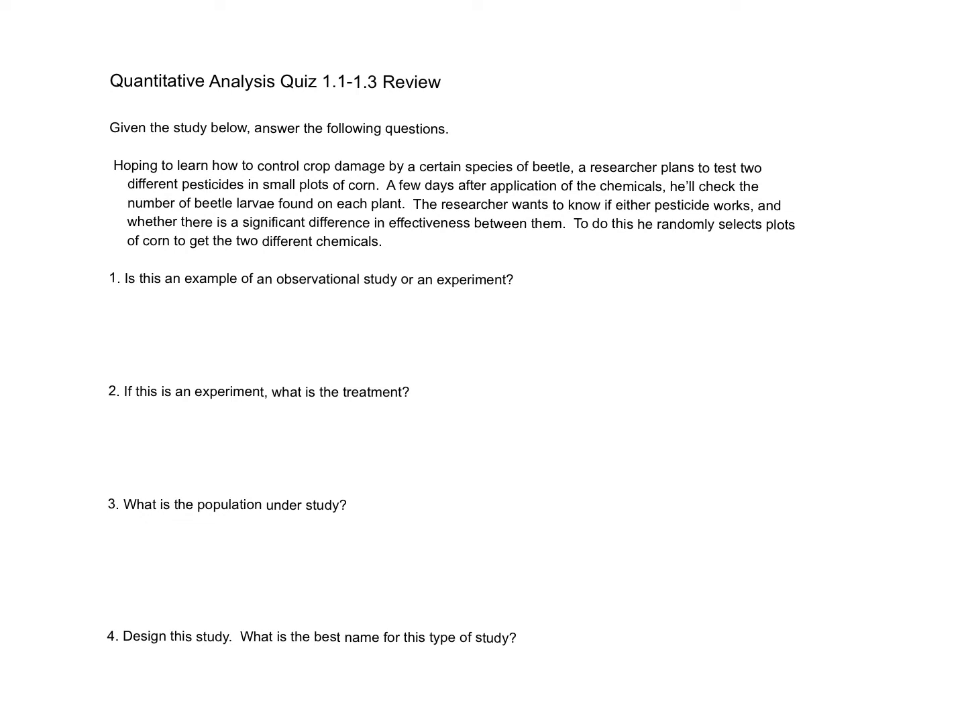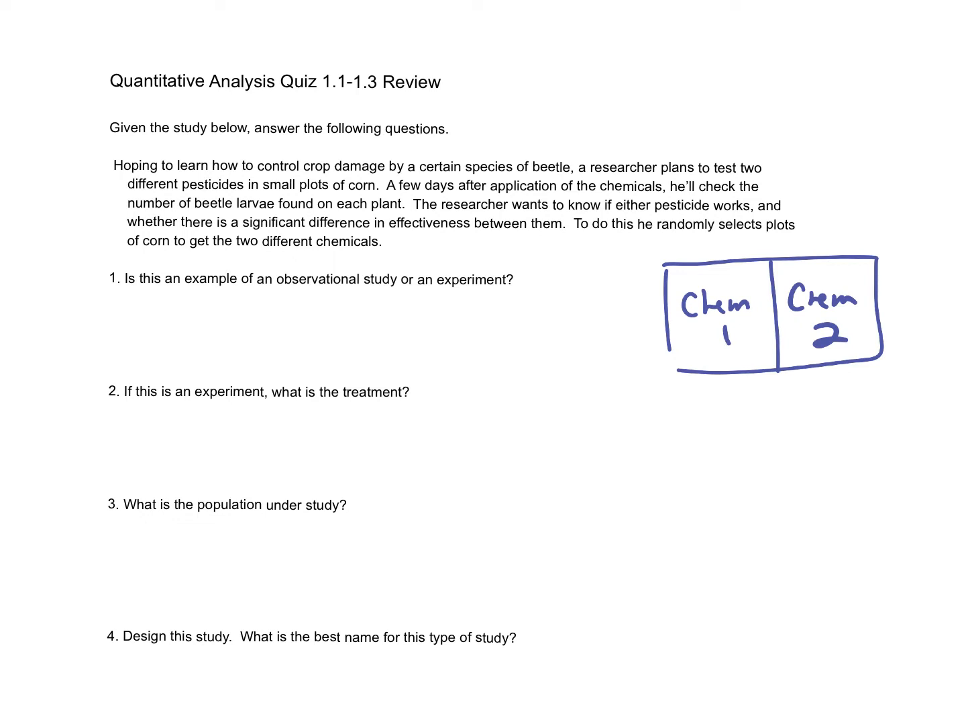To do this, he randomly selects pots of corn to get 2 different chemicals. So essentially, we have this big field, okay, and we're going to put it into plots. And then half of the field, we're going to give a certain chemical, chemical 1, and the other one, chemical 2. So maybe chemical 1 here, chemical 2 here. Maybe you do it in different spots. Maybe you do half of the left, half of the right. So you just want to basically give half of it the first chemical and half of the second chemical. Then you want to compare how effective they are at stopping this beetle species.